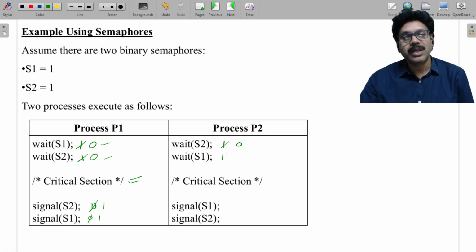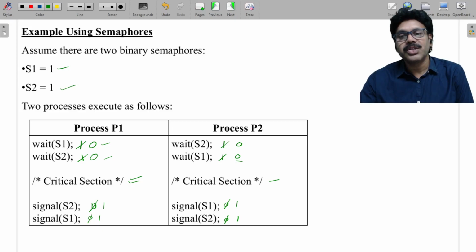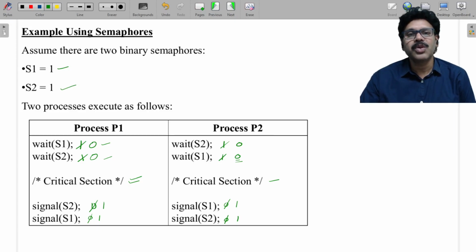And wait S1, again 1 becomes 0. Then it enters into critical section. And while releasing signal of S1, S1 is initially 1 and it resets to 0 here because P2 is using a wait function. Then while releasing S1, 0 becomes 1 and here also 0 becomes 1. Then S2 and S1 values are normalized to their initial values. No problem whatsoever in this case.